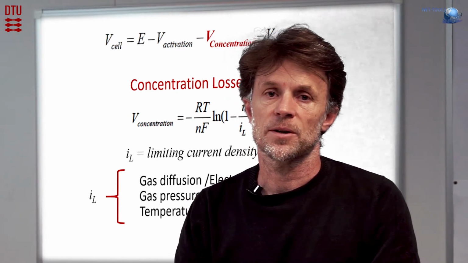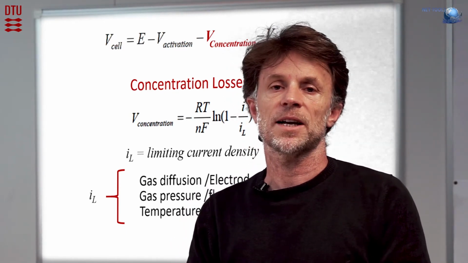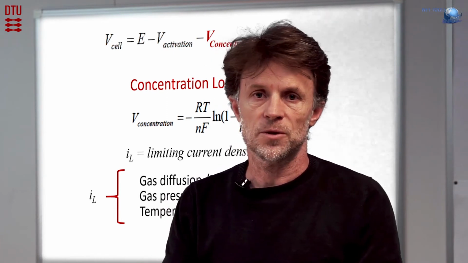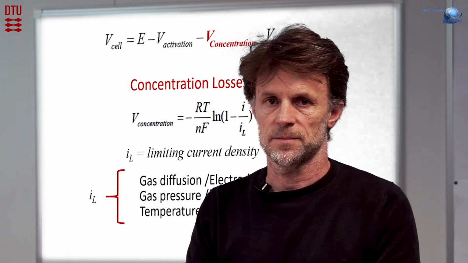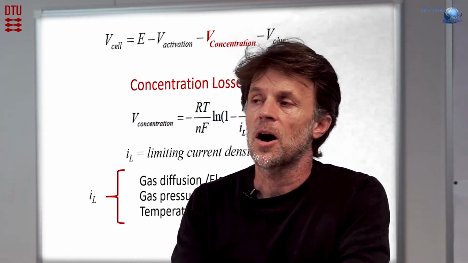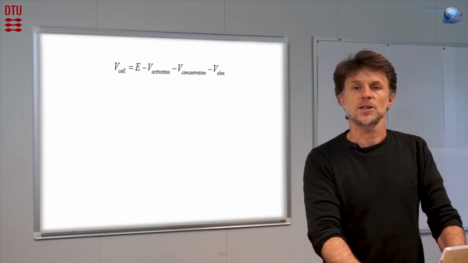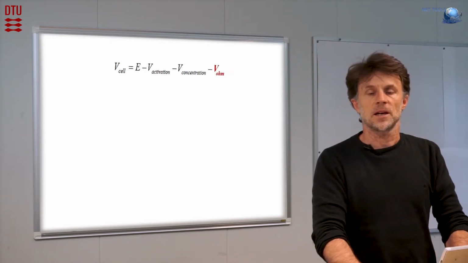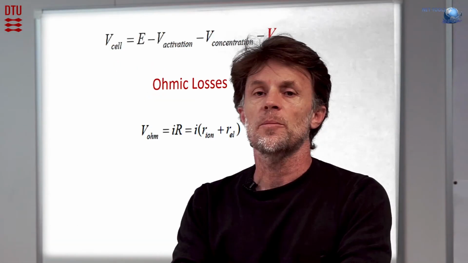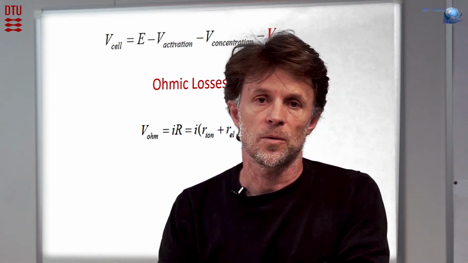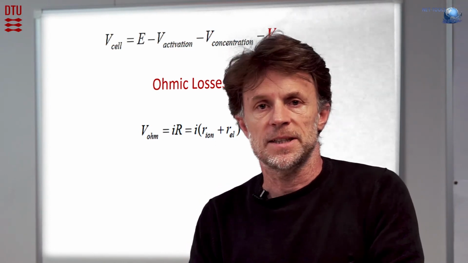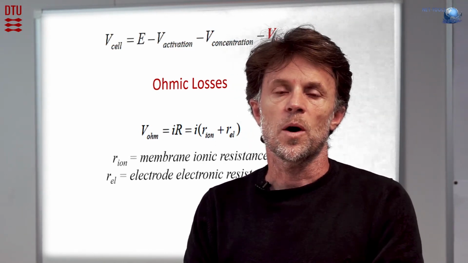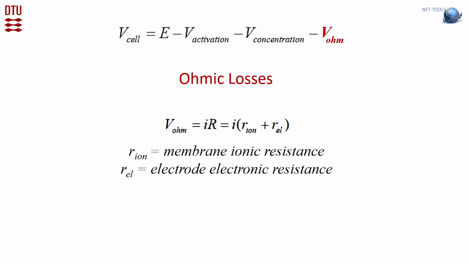By increasing the temperature at which the cell is running, you actually favor the diffusion of the gas within the gas diffusion layer and within the electrodes. The last term in the output cell voltage equation is the ohmic losses. So the ohmic losses obey, of course, Ohm's law. And the resistivity we are talking about here can be split into two terms. One term belongs to the membrane and the other term belongs to the electrodes.